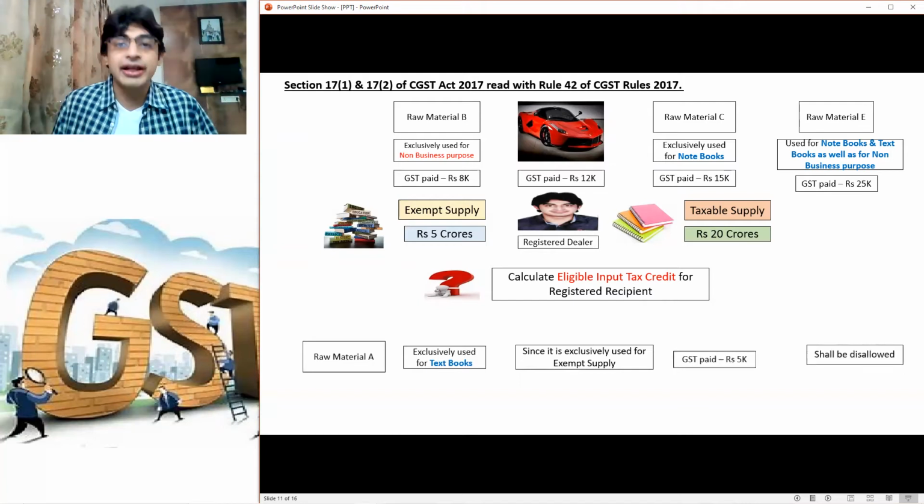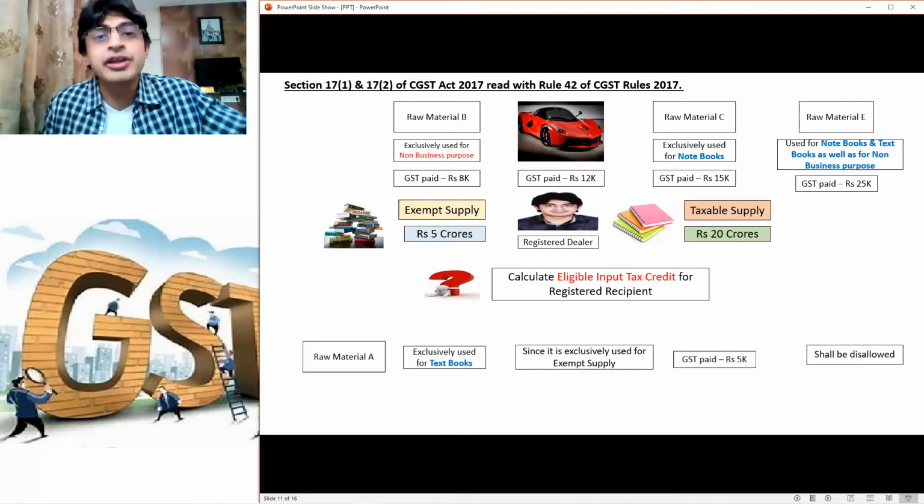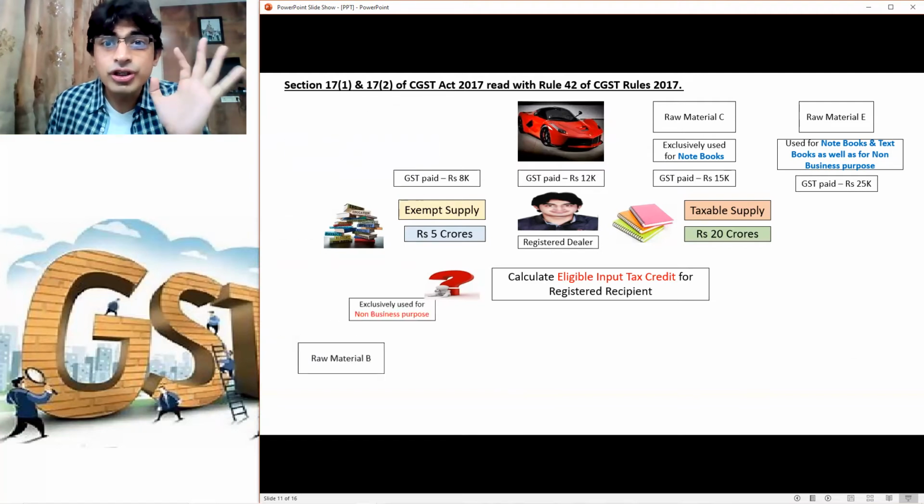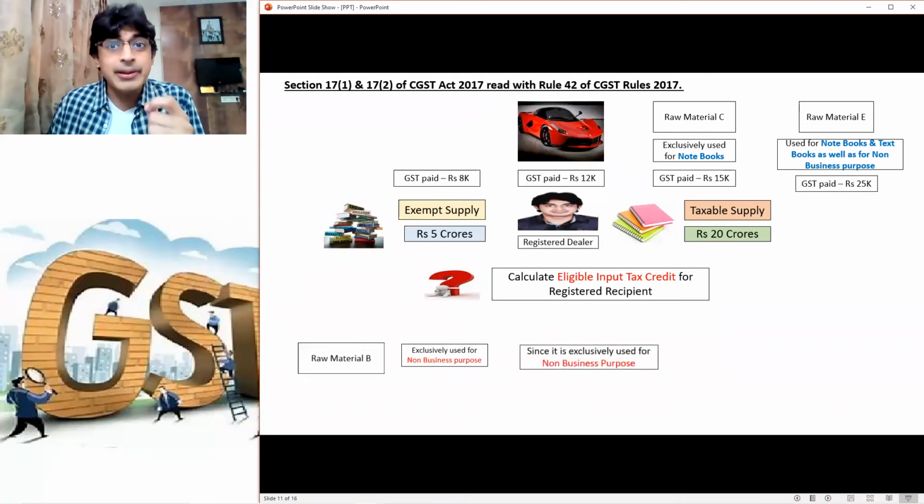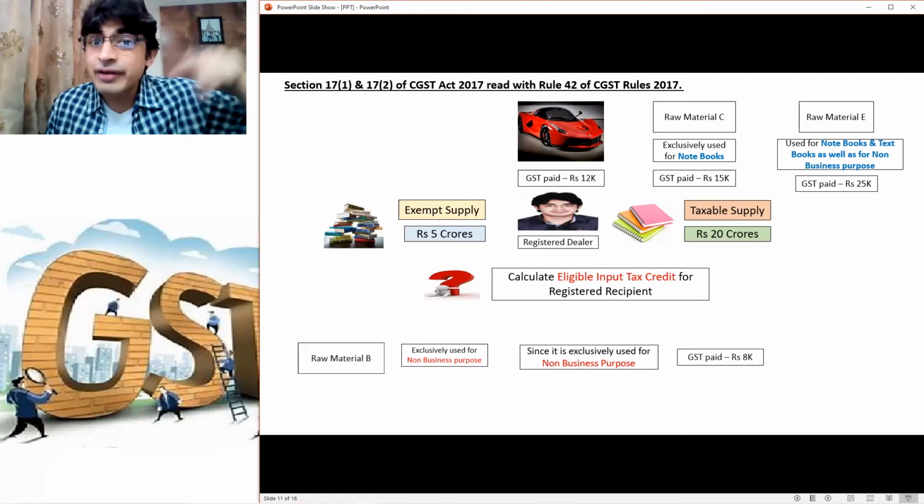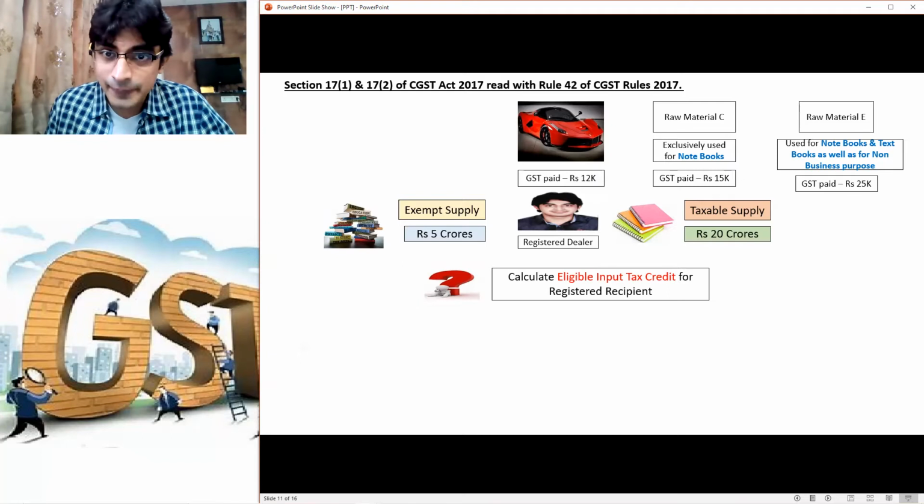ये ITC मुझे मिलेगा ही नहीं. Gone. Okay, so on raw material A, whatever 5,000 I have paid, it is not allowed. Now this raw material B, it is exclusively used for non-business, यार personal purpose है. So whatever GST I have paid, it is not allowed. Since it is for non-business purpose, whatever GST 8,000 I have paid shall be disallowed. So raw material B भी गया.